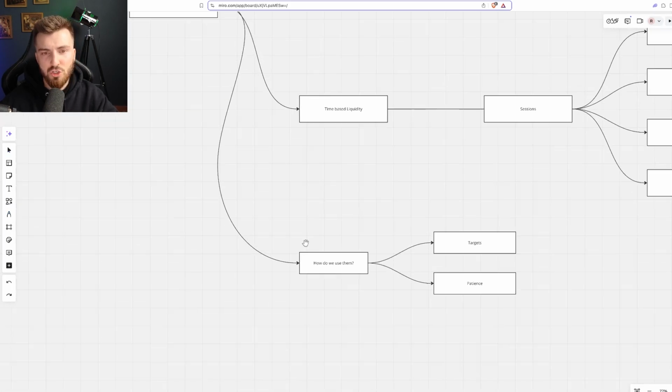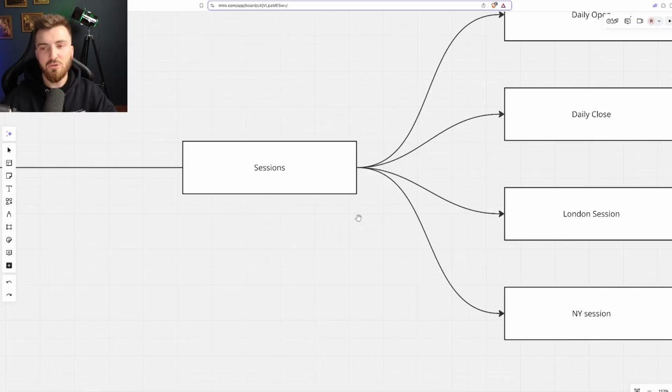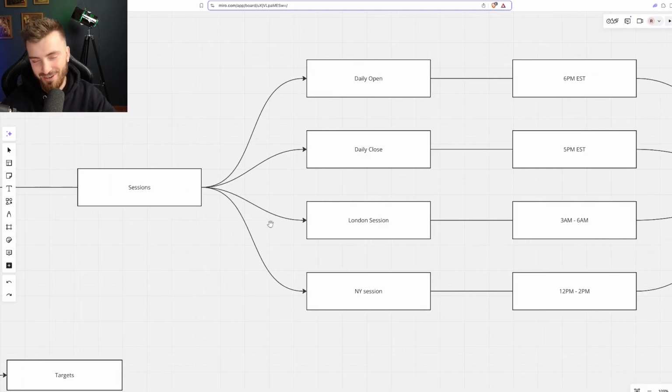Now, we have also something called time-based liquidity. In order to introduce time-based liquidity, we need to introduce sessions. The reason I want to talk about sessions in this specific one is because I seriously despise people that are like, oh no, the daily candle doesn't start when TradingView starts it. The true open is at midnight Eastern Standard Time.